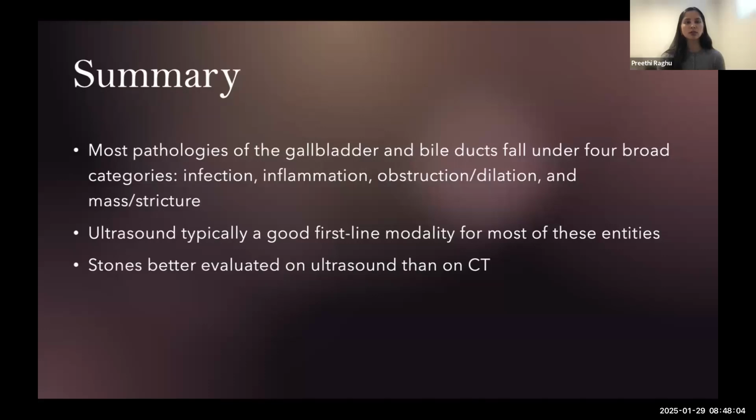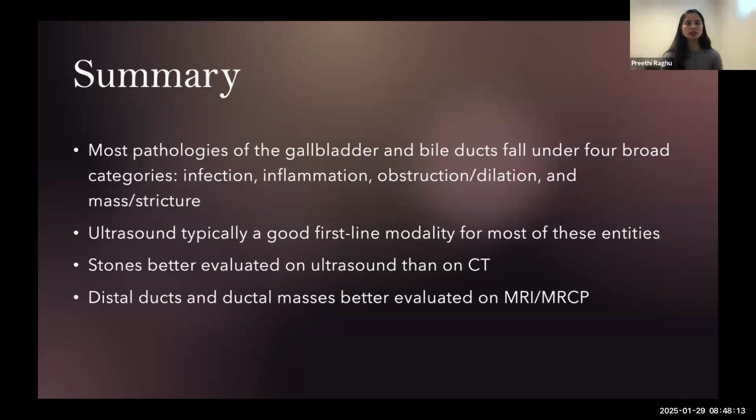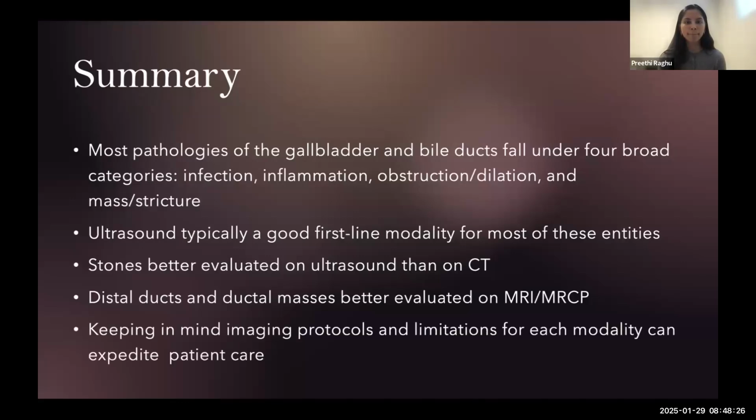Stones are better evaluated on ultrasound than on CT, so not seeing it on CT is actually quite a common occurrence. And if you're specifically concerned about distal ducts or intraductal masses, it's actually better to go straight to MRI, MRCP, with all those patient prep considerations we talked about.